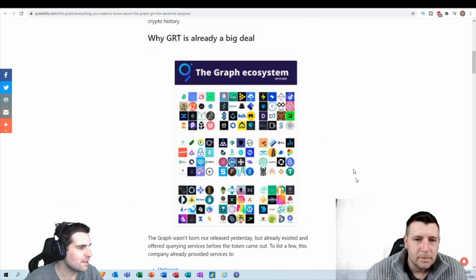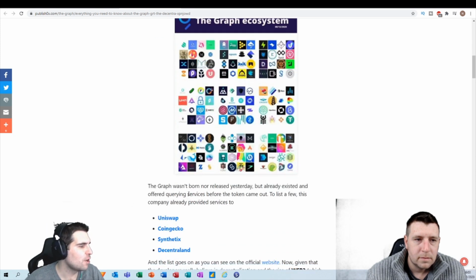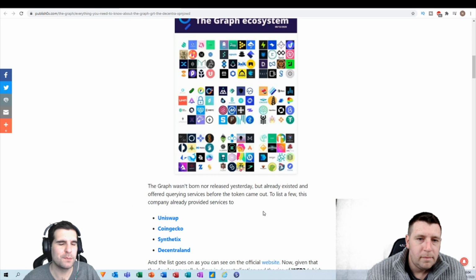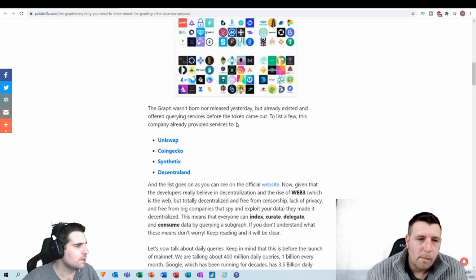Well, this is the ecosystem of the Graph. It is pretty big. There are lots of projects running on Ethereum, and you can gather data from a whole host of those, so it's incredibly powerful. The Graph isn't new, and it wasn't just born yesterday. As this guy is talking about, it's existed for quite some time and has been doing queries ever since. However, it's recently launched a token because it's become decentralized. It's been providing services to Uniswap, CoinGecko, Synthetix, and Decentraland in the past.